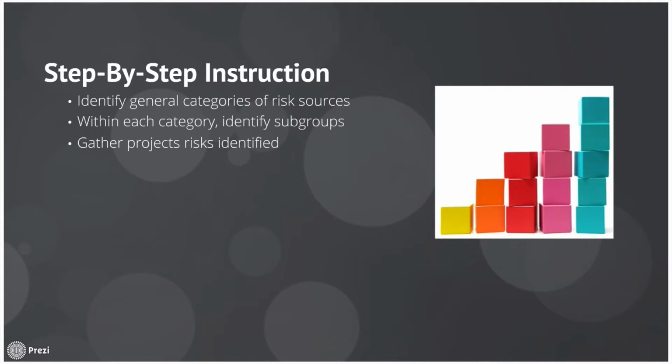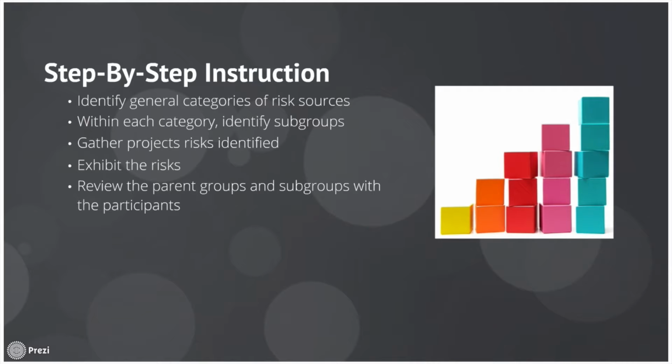Then we'll gather project risks identified. Use virtually any idea generation technique to identify relevant risks. Exhibit the risks. Work with a group to organize the risks appropriately by using logic and natural groupings. The process of affinity diagramming works well here. Then we'll review the parent groups and subgroups with the participants.